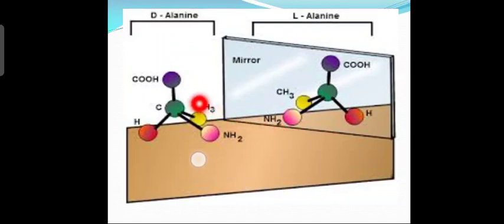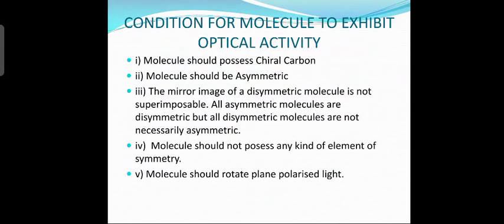Okay, so D-alanine: you have a methyl group, a carboxyl group, an amino group, and a hydrogen atom. And L-alanine is its mirror image. One is dextro and one is levo. Next slide. Condition for a molecule to exhibit optical activity.